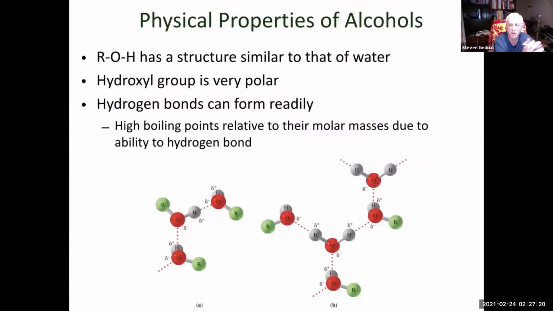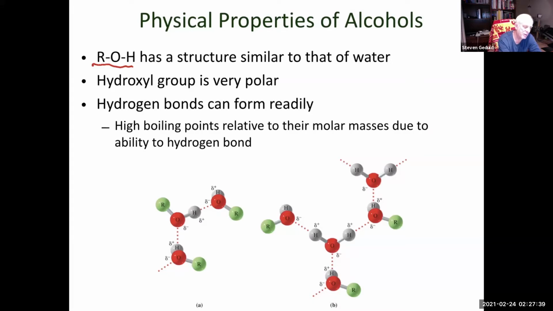Physical properties of alcohols, more chemistry stuff. ROH has a structure very similar to water. Hydroxyl groups are very polar, so hydrogen bonds can form readily. So alcohols have high boiling points relative to their molar mass due to the ability to hydrogen bond.